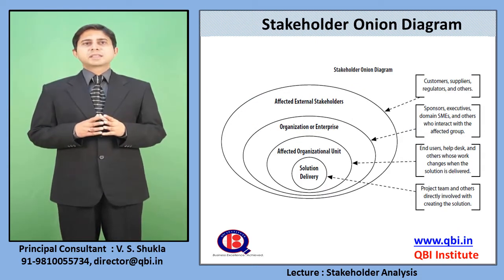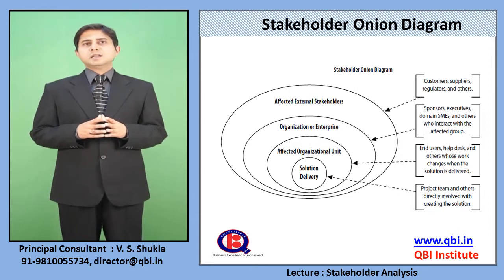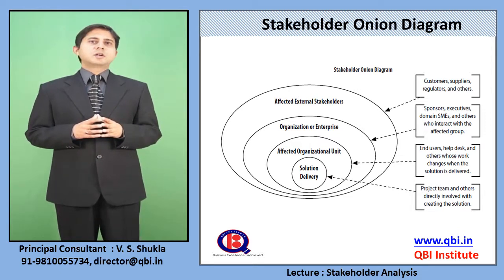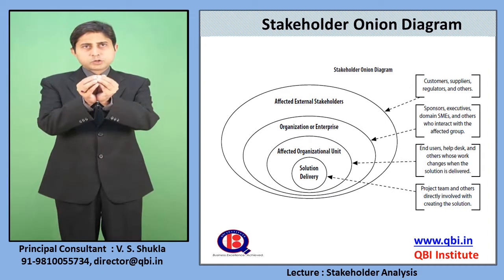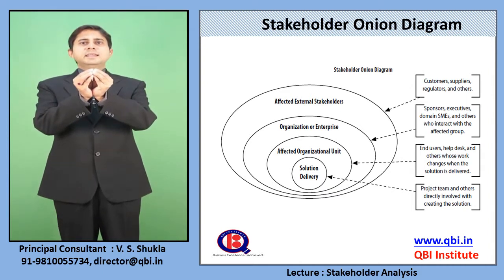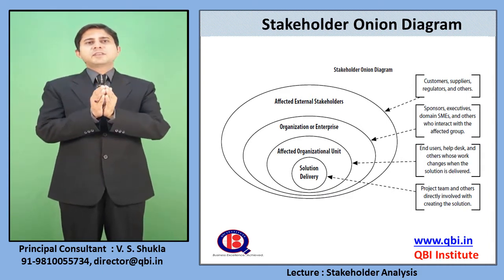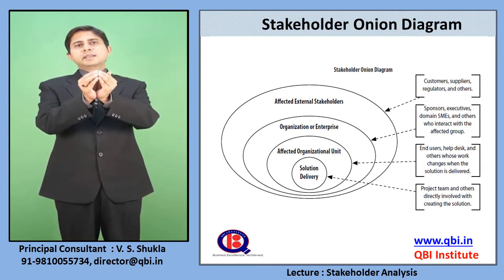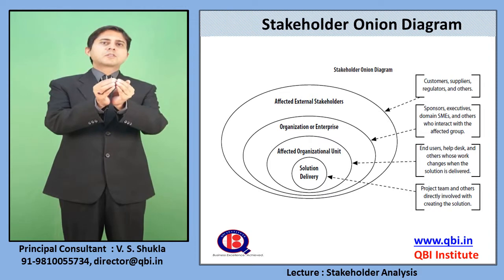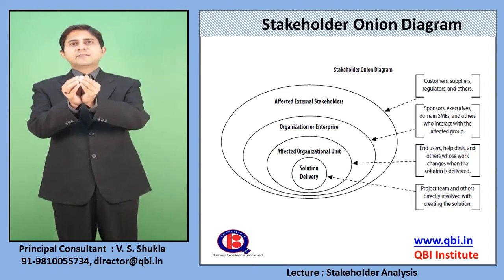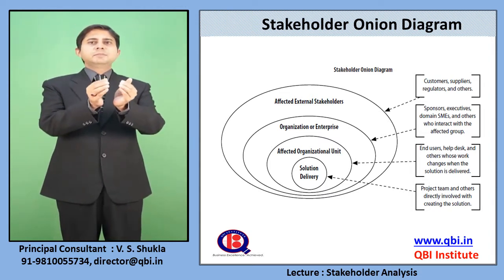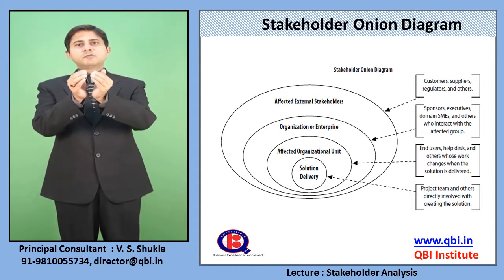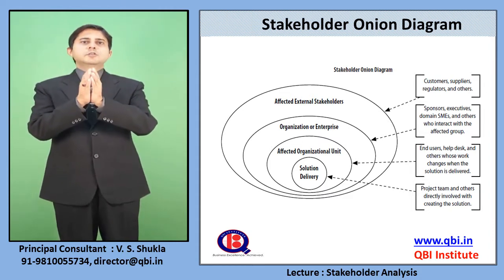Stakeholder onion diagram is an effective method to identify your stakeholders. The stakeholder onion diagram has at its innermost core the solution delivery team. Everyone who is affected or who is involved in solution delivery, whether from the development team or from the client, is identified here. So project team and others directly involved with the creation of the solution.